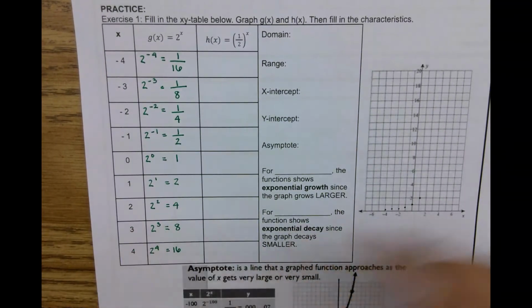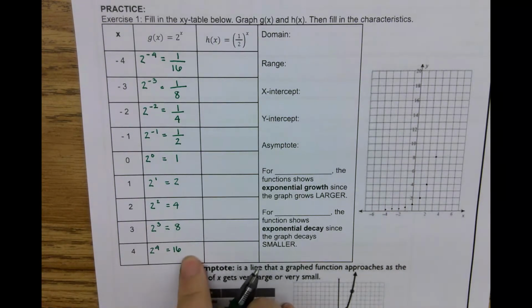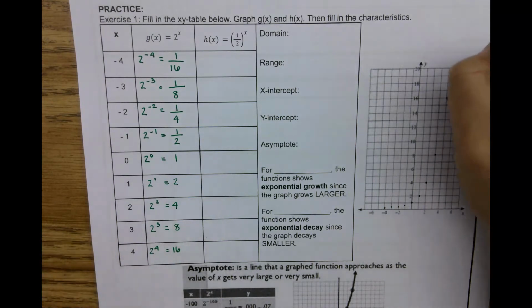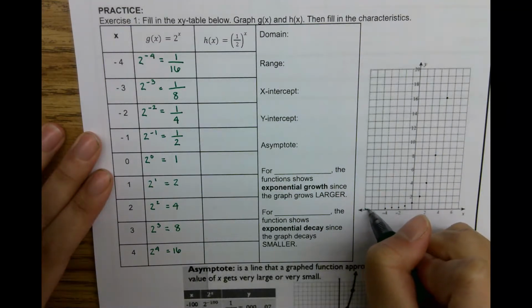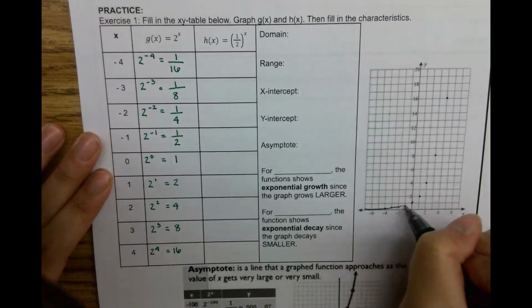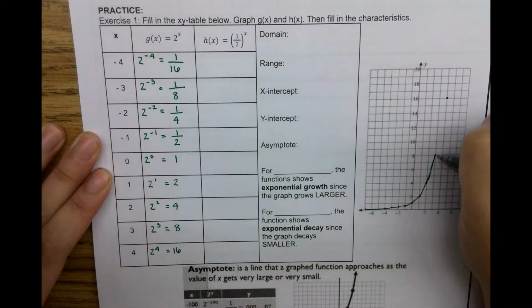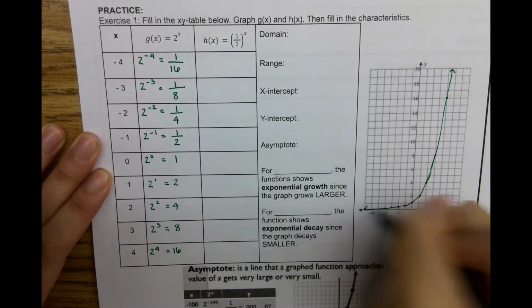1, comma 2. 2, comma 4. 3, comma 8. And 4, comma 16. Then I'm going to connect the dots, with arrows at the end because we're going to keep going forever.